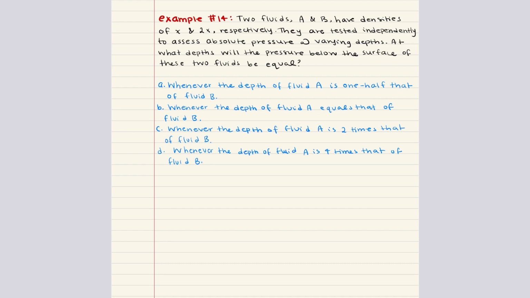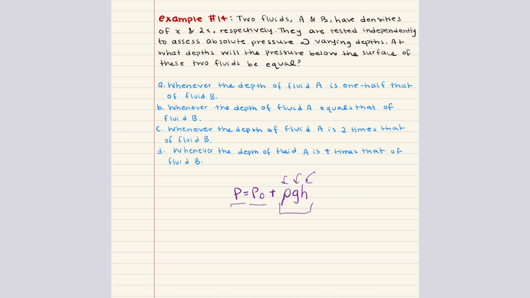Now, the pressure at a certain depth below the surface of a fluid is given by this equation right here, which says that the absolute pressure is equal to the atmospheric pressure plus this term, and this term is the density of the fluid multiplied by the acceleration due to gravity multiplied by the depth below the surface of the fluid. Now here we want to set this pressure equation up for both fluids.